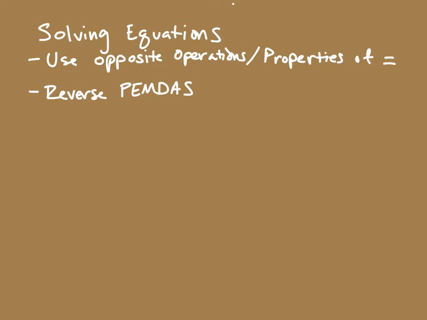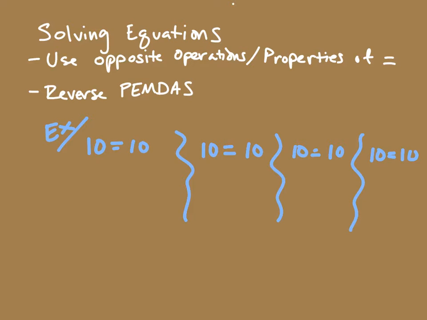When we are solving equations, to come up with our solutions, we want to use opposite operations. We also call these the properties of equality. Let's think of an example with a true statement. I'm going to write down 10 is equal to 10, four times, and above each of those I'm going to write add, subtract, multiply, and divide. We all agree that 10 is equal to 10, a true statement.